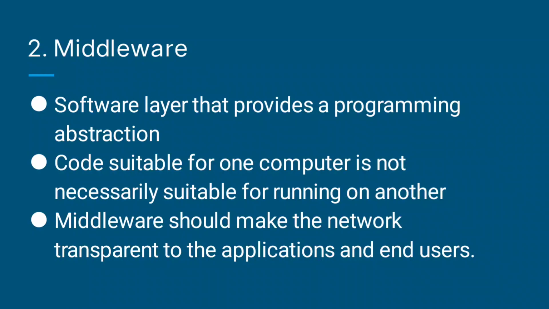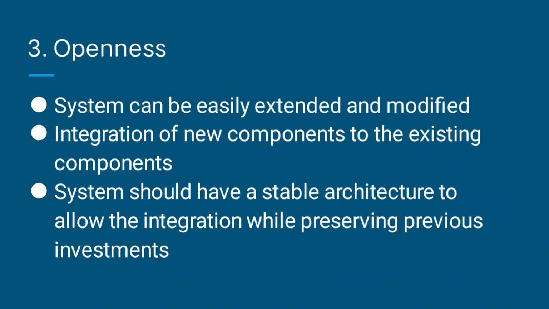The next one is middleware. A software layer that provides a programming abstraction is known as middleware. Code suitable for one computer is not necessarily suitable for running on another. So there must be a proper software layer for these types of issues. Middleware should make the network transparent to the applications and end users.